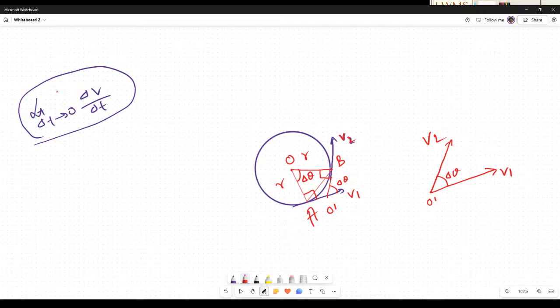But where do you get the difference? V2 minus V1, how to find? Will you go by triangle law or by parallelogram law? Same thing, no? Triangle or parallelogram doesn't matter. Here we are taking triangle law. You just join these two. Then can you tell me which portion in this triangle? This is a new triangle.